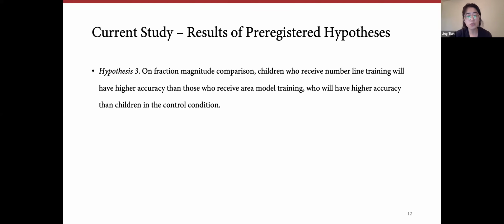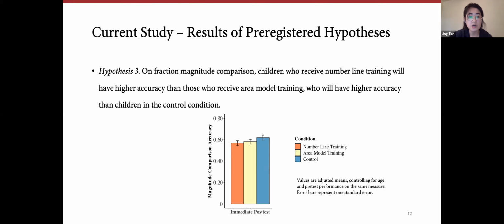And critically, we originally predicted that children who received the number line training would also have better fraction magnitude comparison accuracy than children from the other 2 conditions, which does not seem to be the case, given that we did not see any improvement after the number line training, given the results of our hypothesis 1. But at this point, we were hoping to see that the area model training had some transfer effect to this magnitude comparison. However, children from the 3 conditions did not seem to differ at all on this task.